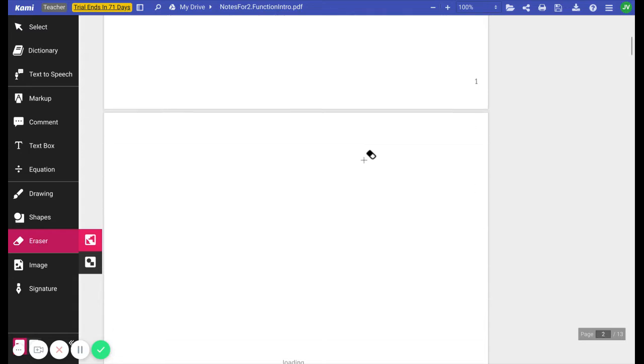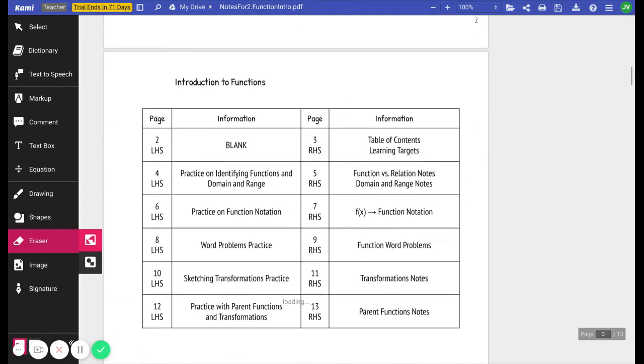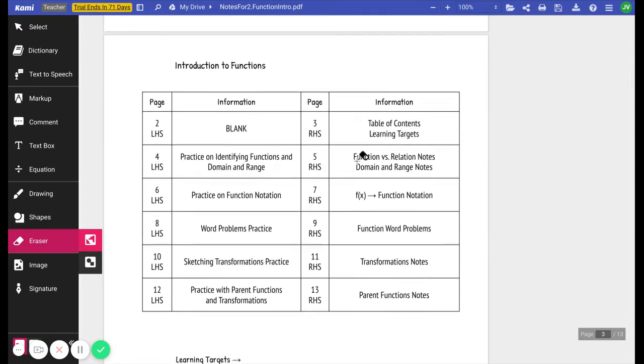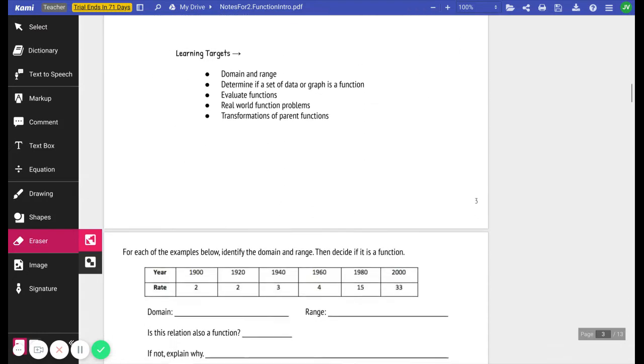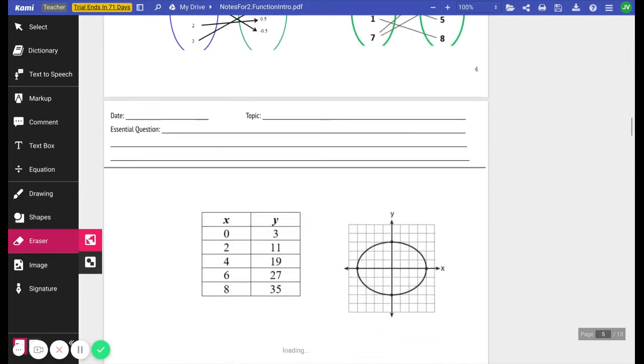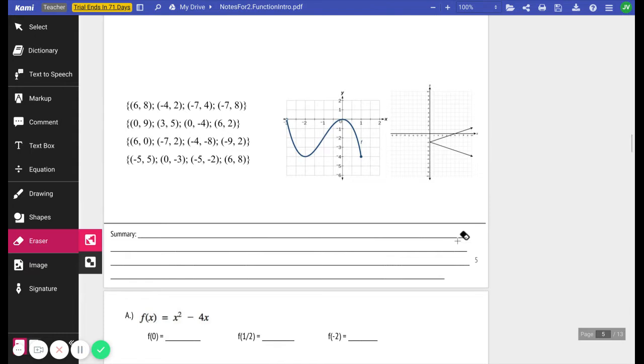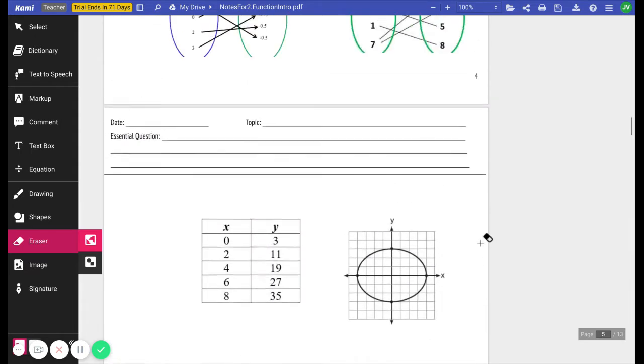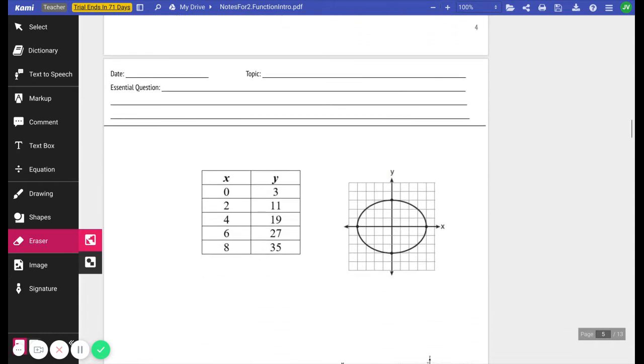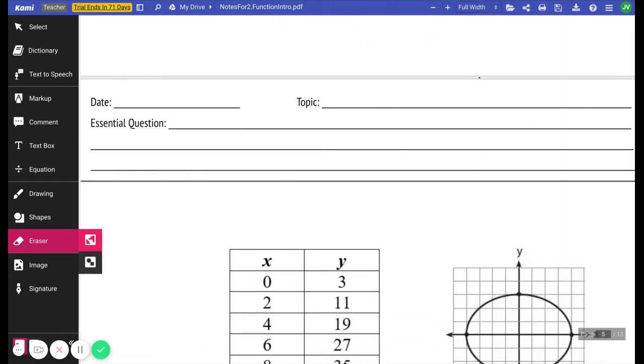We are starting our new notes in our orange packet. We are going to kick things off with function versus relation notes and domain and range notes. If I scroll, we should be on page 5. You will know you're in the right spot because look, page numbers. Okay, so hopefully you feel as blessed by that as I do. I'm going to make this full width so I have a little more room to write.